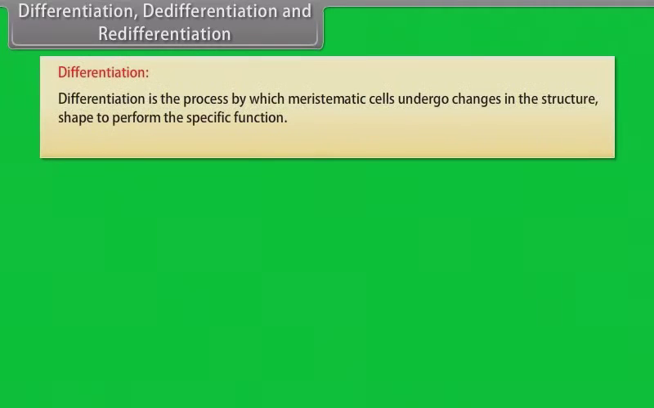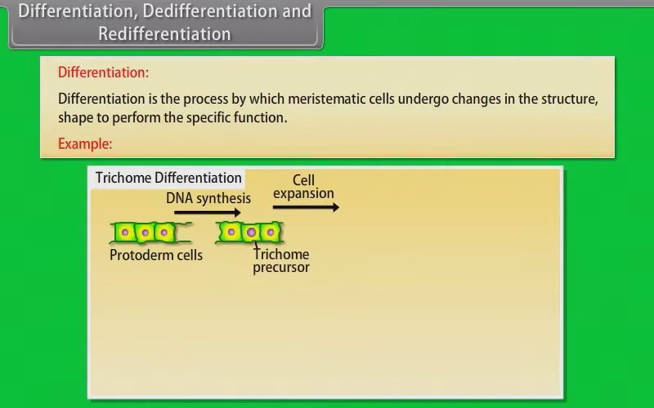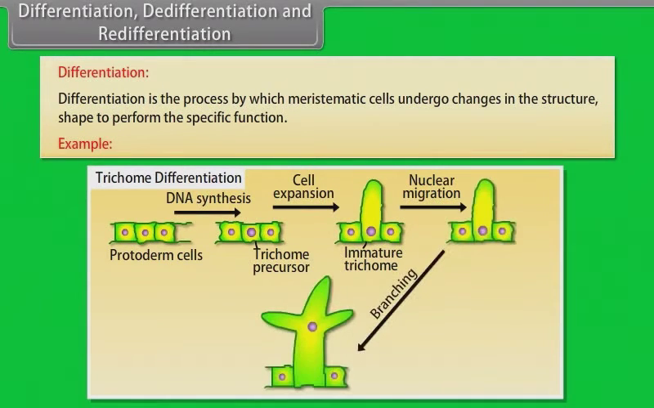Differentiation, dedifferentiation, and redifferentiation. Differentiation is the process by which meristematic cells undergo changes in structure and shape to perform specific functions. For example, after the DNA synthesis of the protoderm cells, cell expansion takes place and it forms an immature trichome. After that, nuclear migration takes place and then branching occurs and then it reaches the maturation stage.